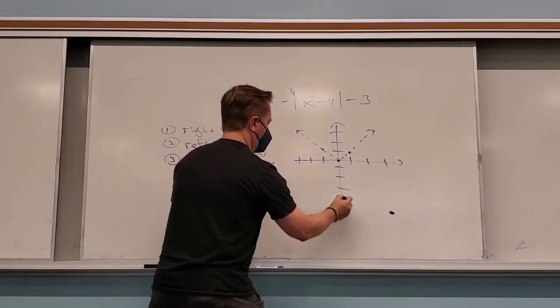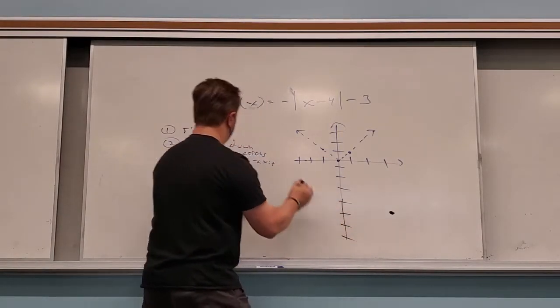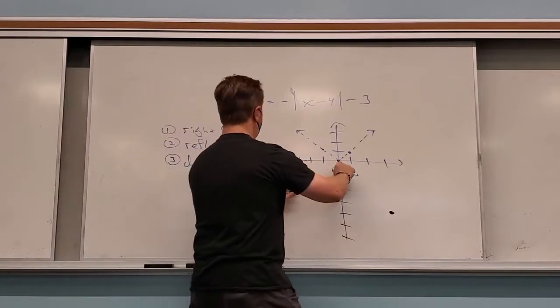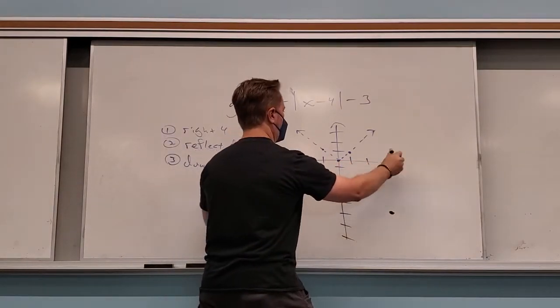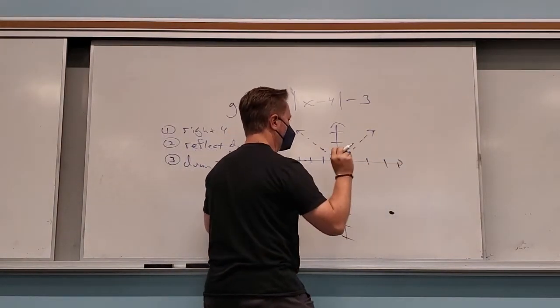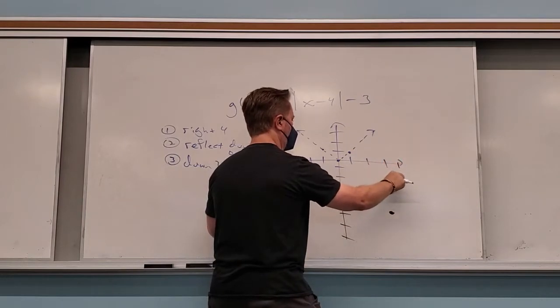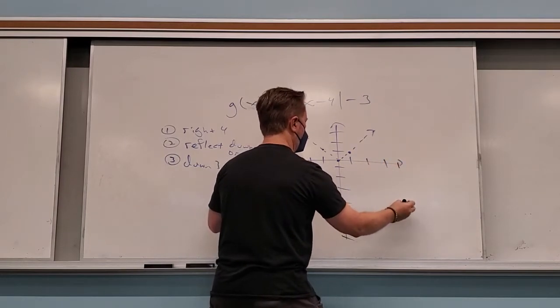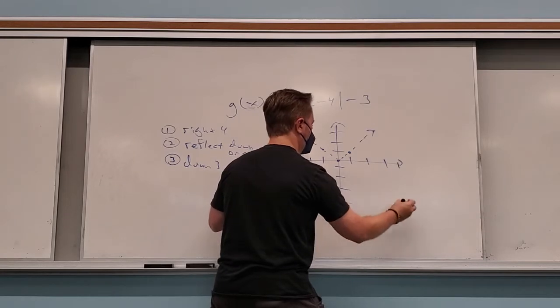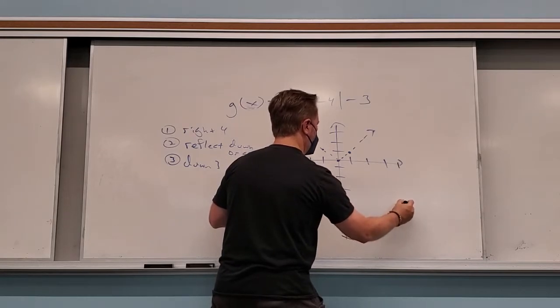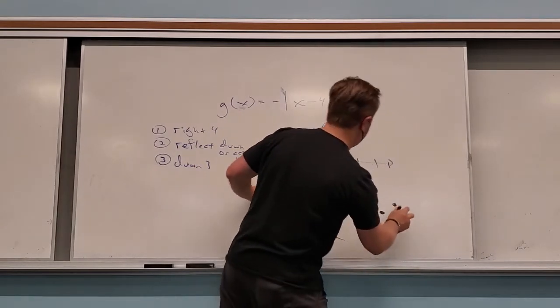I'm going to need more down here. Okay. Then this one. Right 4, 1, 2, 3, 4. Reflect, bam, and then down 3, 1, 2, 3. Something went freaky here. Oh no, that's fine. That's fine. Okay, I'm too close to my graph. It's kind of weird.